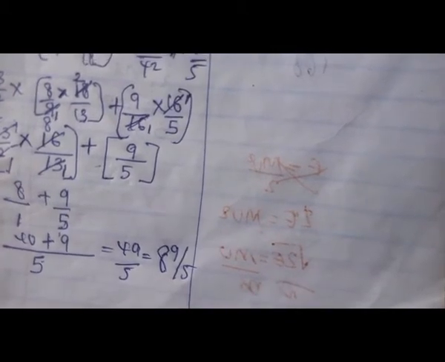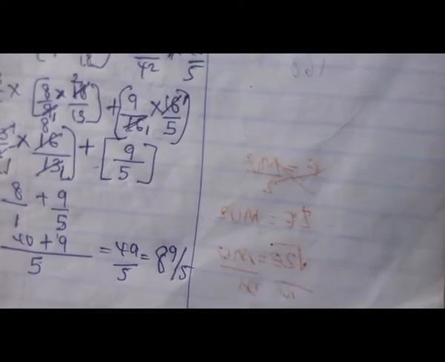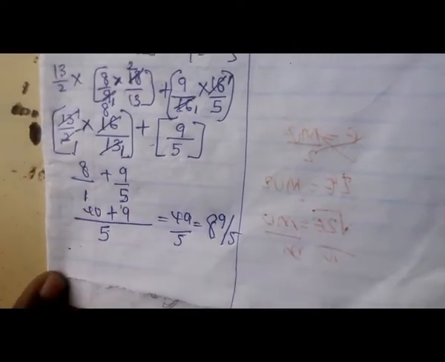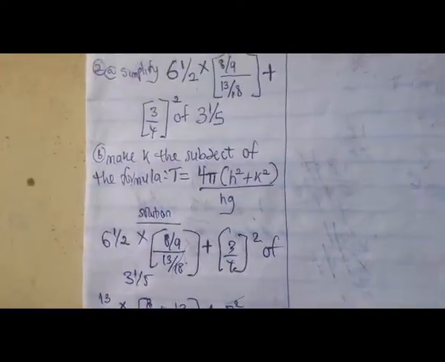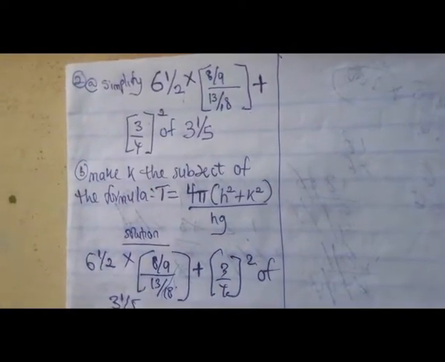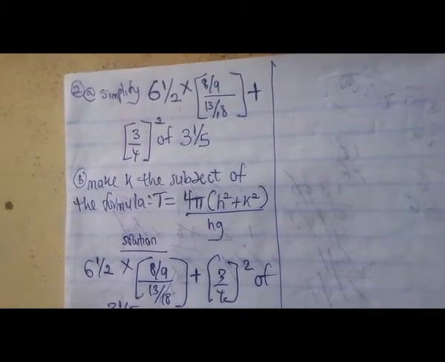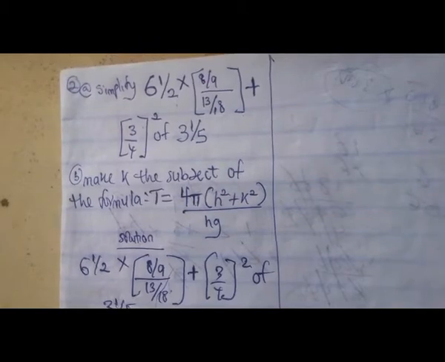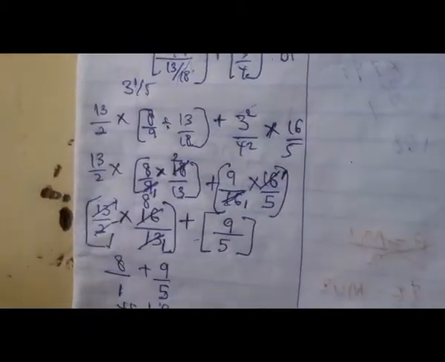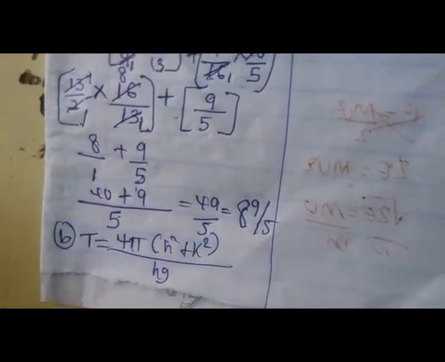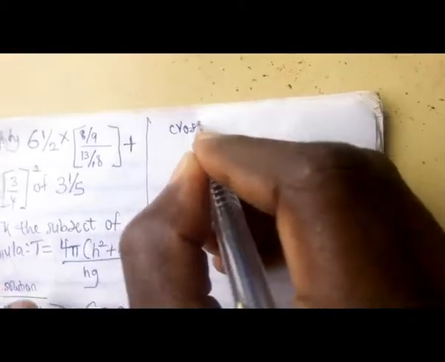Let's move to question 2B. 2B says make K the subject of the formula in this equation. T equals 4 pi h square plus k square over hg. So we want to make K the subject of the formula. To make K the subject of the formula, first we need to cross multiply.